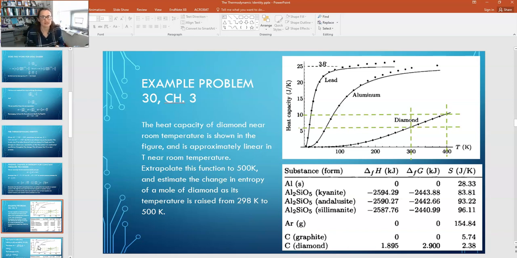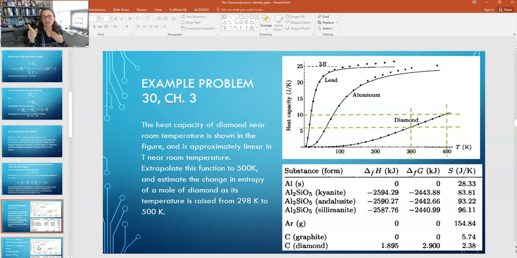So here it is. The heat capacity of diamond near room temperature is shown in the figure, and it's approximately linear in T near room temperature. Okay, you could fit a line to that and have it work. So extrapolate that function to 500 Kelvin and estimate the change in entropy of a mole of diamond as its temperature is raised from 298 Kelvin to 500 Kelvin.